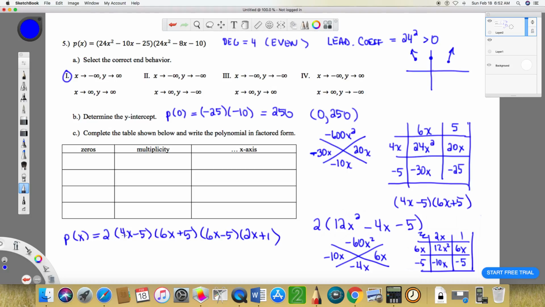This 2 is not going to contribute towards zeros, when you multiply by 2, you don't get 0. It has to be one of these other factors is going to be 0. So for this factor, if you set it equal to 0, add 5 and divide by 4. And that has a multiplicity of 1. For this one, subtract 5 and divide by 6. Here, add 5 and divide by 6. And here, subtract 1 and divide by 2.